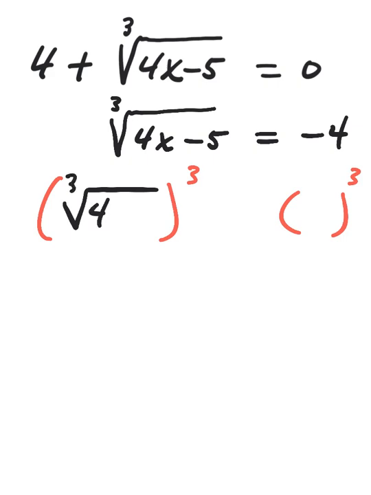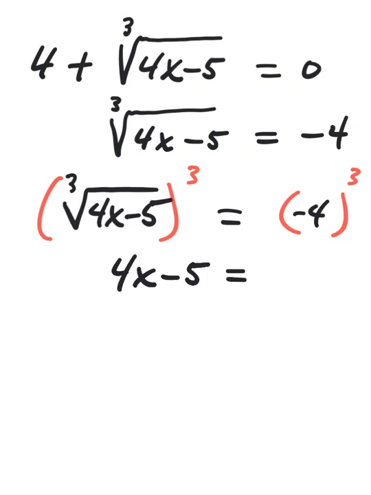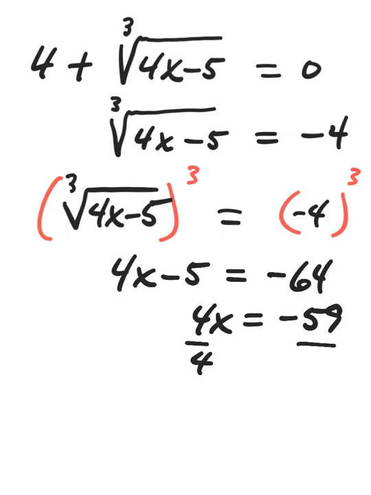The cube root and the power of 3 are going to undo each other, in other words, cancel each other. And so that gives us 4x minus 5. 3 negative 4's multiplied together totaled negative 64. Add 5. Negative 64 plus 5. And then divide by 4.